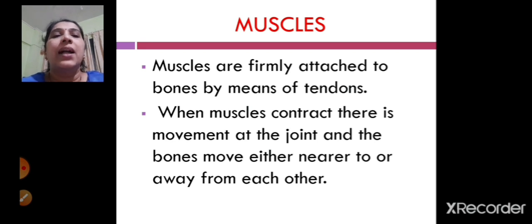Muscles are firmly attached to the bones by means of tendons, right? So these muscles, you can see that they are firmly attached to the bones which are inside, by means of tendons. Now tendons means it is a strong thin part which is inside our body, and it joins the muscles to the bones, right? So when muscles contract, there is movement at the joint, and the bones move either nearer to or away from each other. So what happens?